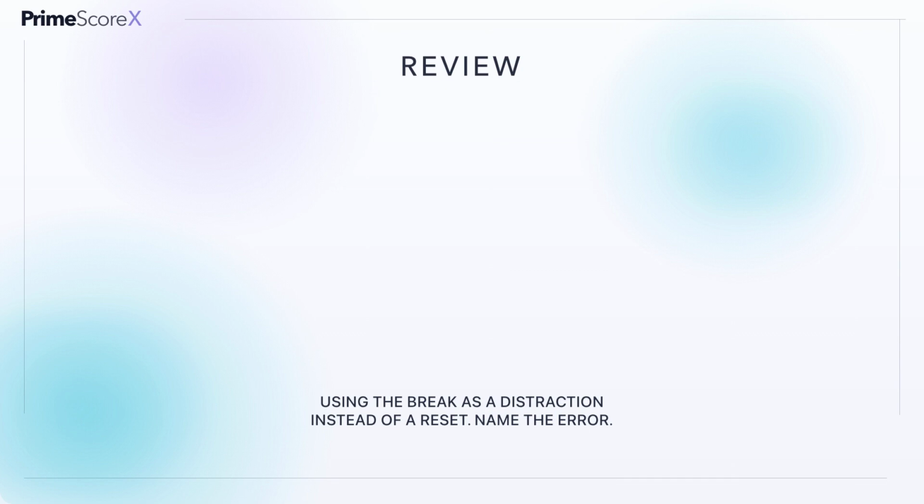When you review, name the exact error. One common issue is using the break as a distraction instead of a reset. Do not write a vague note like, I need to study more. Write the real cause. Was it timing, vocabulary, unit control, evidence, sequence, calculation, or misreading the prompt? Specific errors create specific fixes.